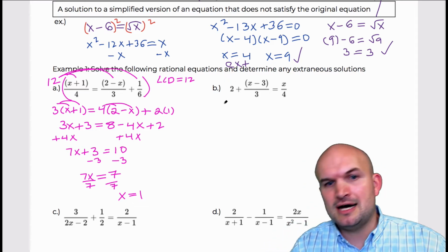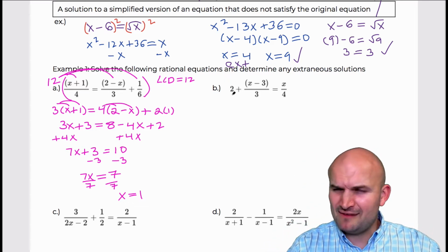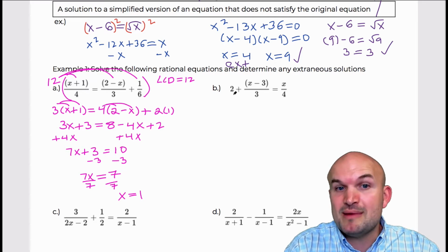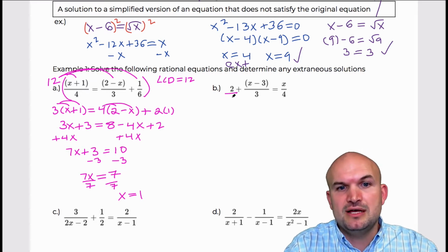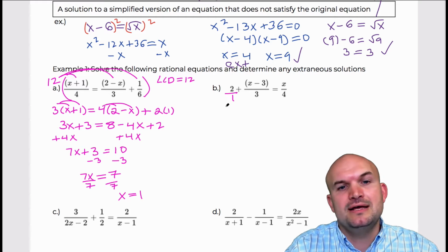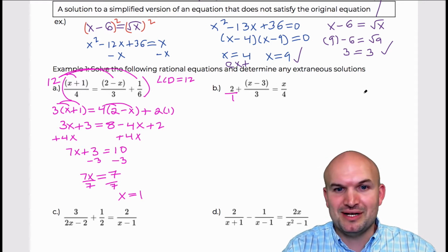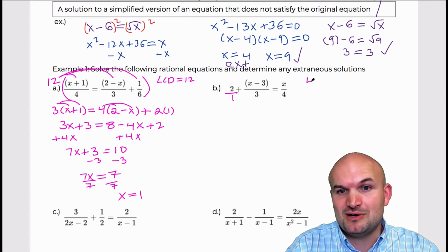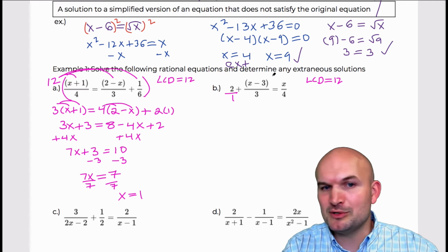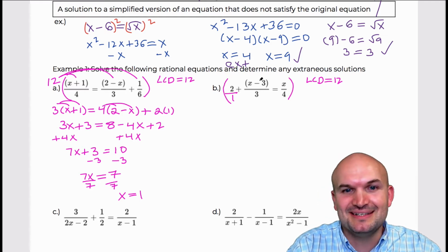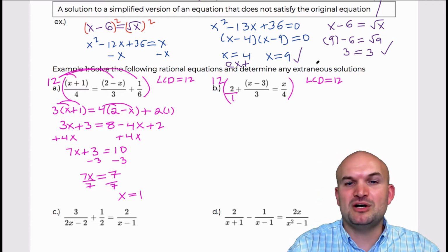So in this case, you can see I have just a random number. It's not a fraction. So remember, if you're dealing with fraction operations, just write that over 1. All right, so now my denominators are 1, 3, and 4. And a common theme in this one is that the least common denominator is going to be 12. It's not always the case, but often 12 is a good number to use. So I'm going to multiply everything by 12.